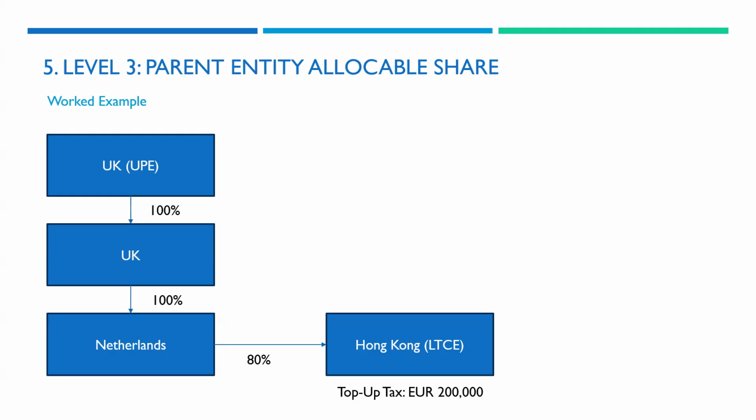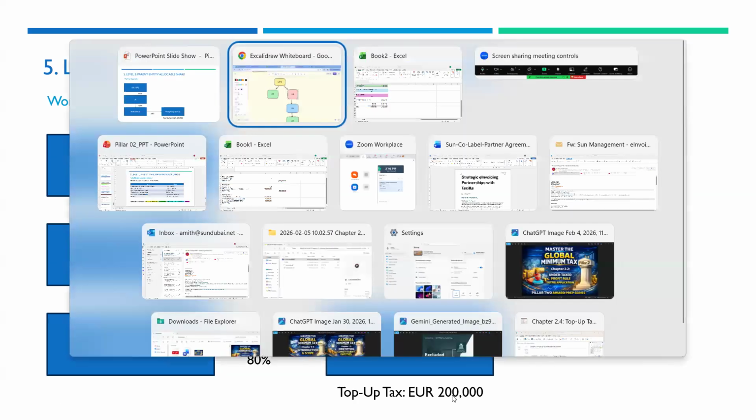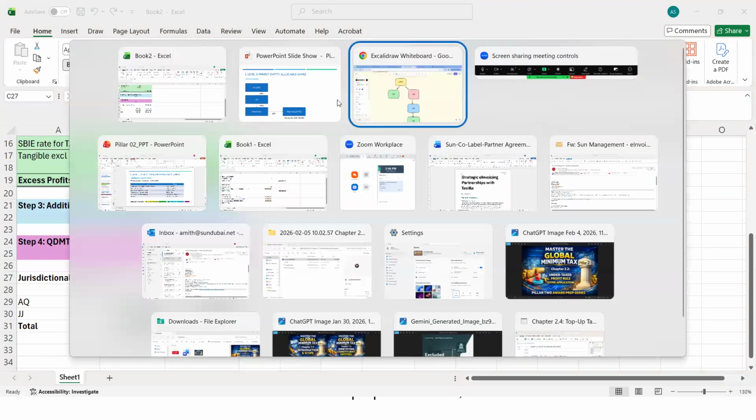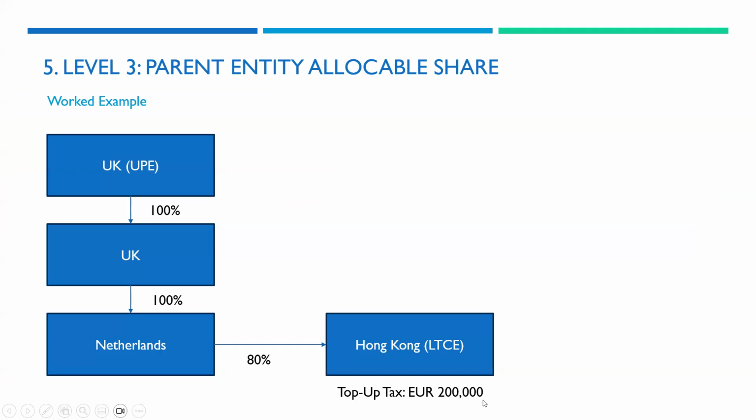Which parent will pay? This top up tax calculation is what we saw, 349, and so which parent will pay the 200,000? I want chats. Who's the IPE? Who's the POPE? Who's the UPE? Give me who's going to finally pay the taxes? Who's going to pay 200,000?